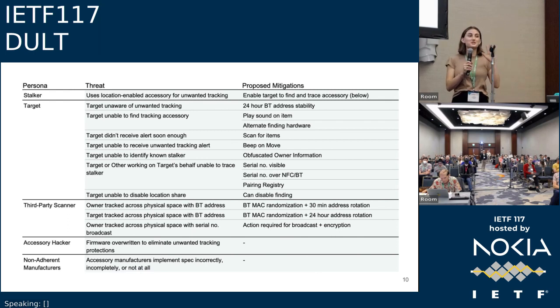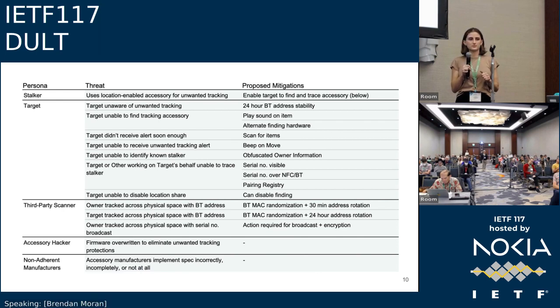Yeah, totally agree. And that's why we included this second set of risks around the third party scanner. The mitigation we've proposed against an owner being tracked across space because they're broadcasting their serial number is two things. First, you need to take a physical action in order to initiate the broadcast. So you're not just wandering around with an AirTag that's screaming its serial number out. It only happens if someone finds the physical object and takes a specific action. And we've also proposed encrypting it. So we acknowledge that's a real risk and do not want to introduce something in the name of safety that just further jeopardizes other people.